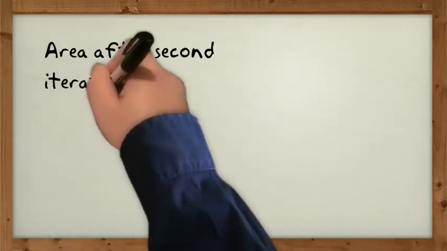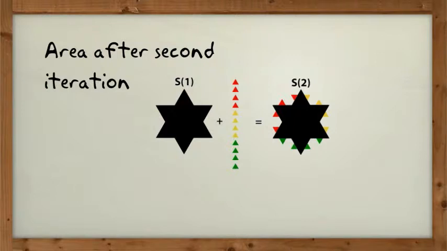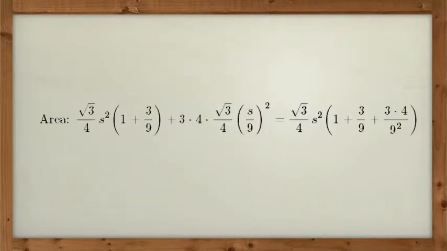For the second iteration, because 12 even smaller triangles are being added, the equation for the total area becomes the following. We start out with first iteration's area, and we add 12 more even smaller triangles with side lengths 1/9 of the original, and thus we get this final equation.